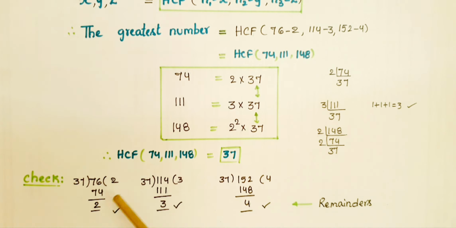So you can check by dividing each number with 37. If you divide 76 with 37, then you will get the remainder 2. So this is correct. And the second one, 114, you can divide with 37, then you will get the remainder as 3. And next number, if you divide with 37, you will get the remainder as 4. So here the remainders are different in each case.